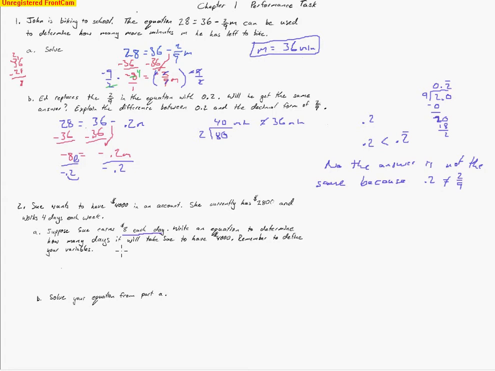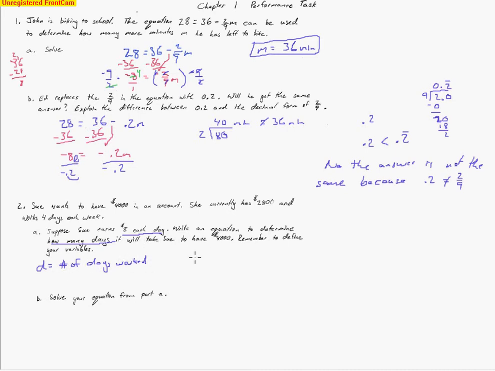So let's do this. Let D equal the number of days worked. And that's what we're trying to find, because that's the question. Always, whatever the question is, how many days will it take Sue to have this amount of money? So we're going to say D equals just the number of days she's working.